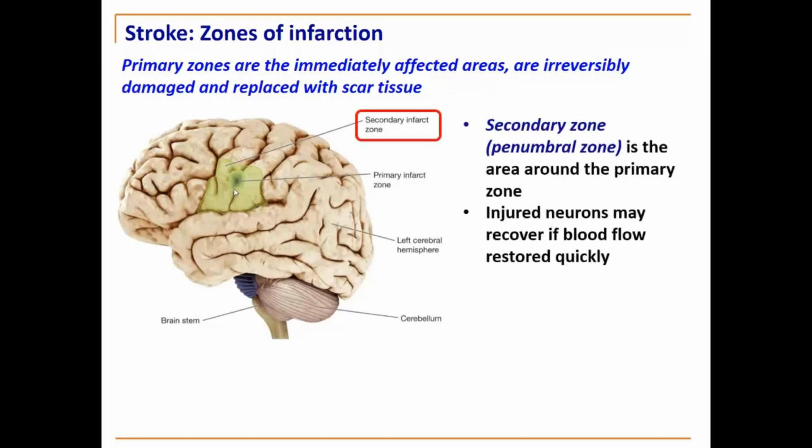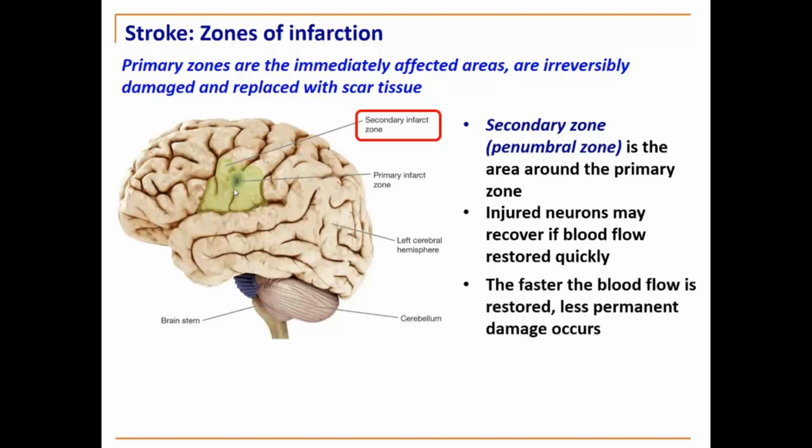The secondary zone, otherwise known as the penumbral zone, is the area around the primary zone. This is where injured neurons may recover if blood flow is restored quickly. And of course, the faster the blood flow is restored, the less permanent the damage is.